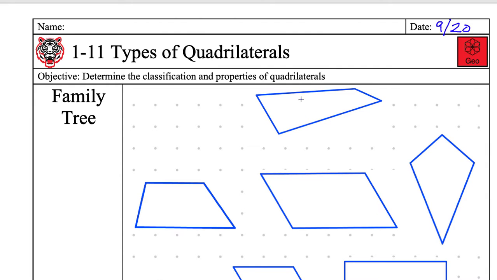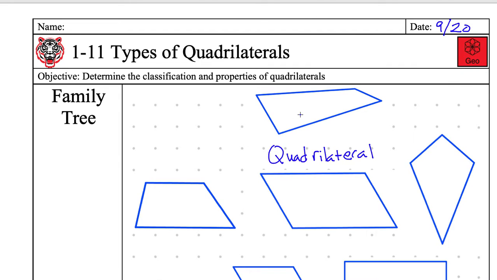This thing is a quadrilateral. Label it. Q-U-A-D, quadrilateral. This shape, I'm going to label underneath. I hope that doesn't weird anyone out. I'm labeling underneath. This is a quadrilateral.